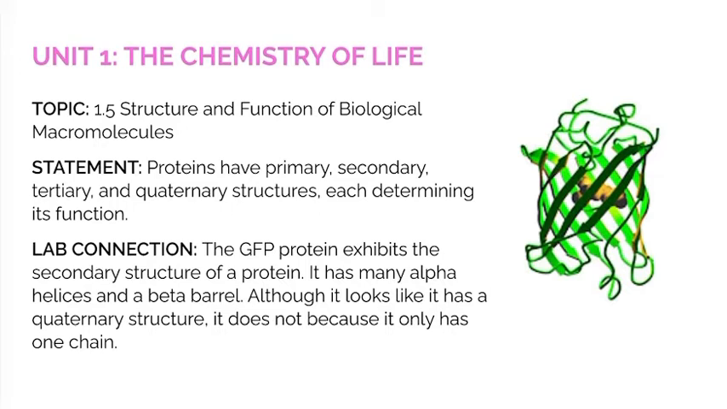Basically what 1.5 was about was that proteins have primary, secondary, tertiary, and quaternary structures, and their structures determine their function. In the pGLO lab, the GFP protein exhibits the secondary structure of a protein, and it has many alpha helices in the middle and then a beta barrel. It does look like a quaternary structure at first, but it's not because it only has one chain.